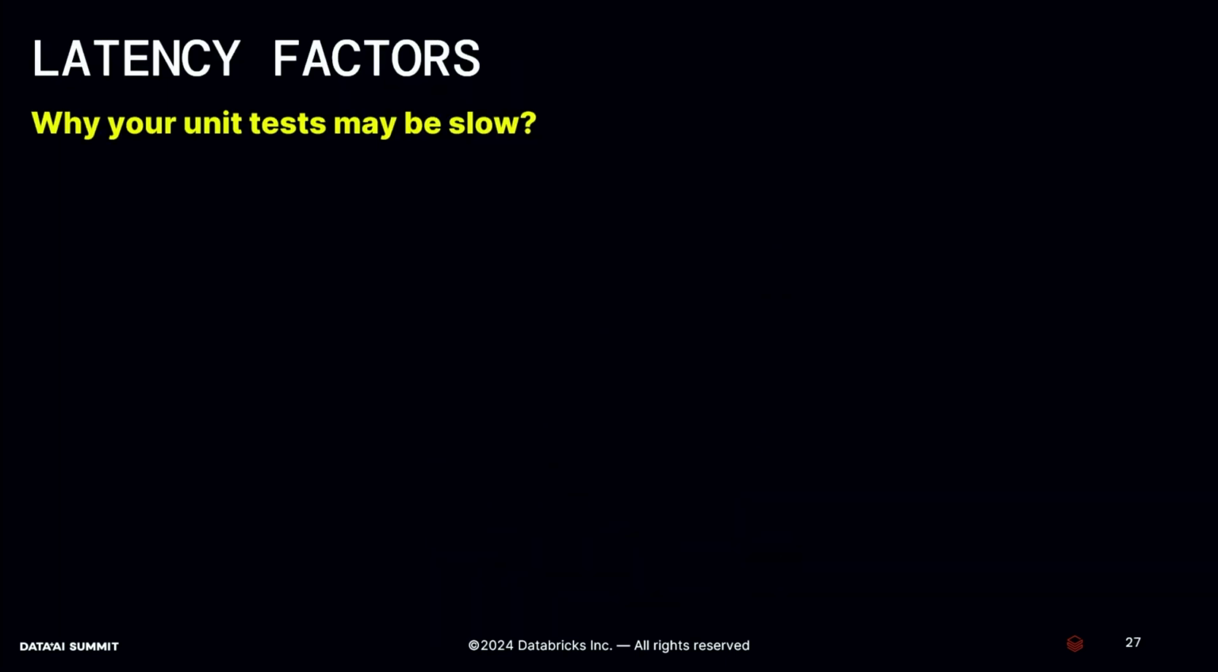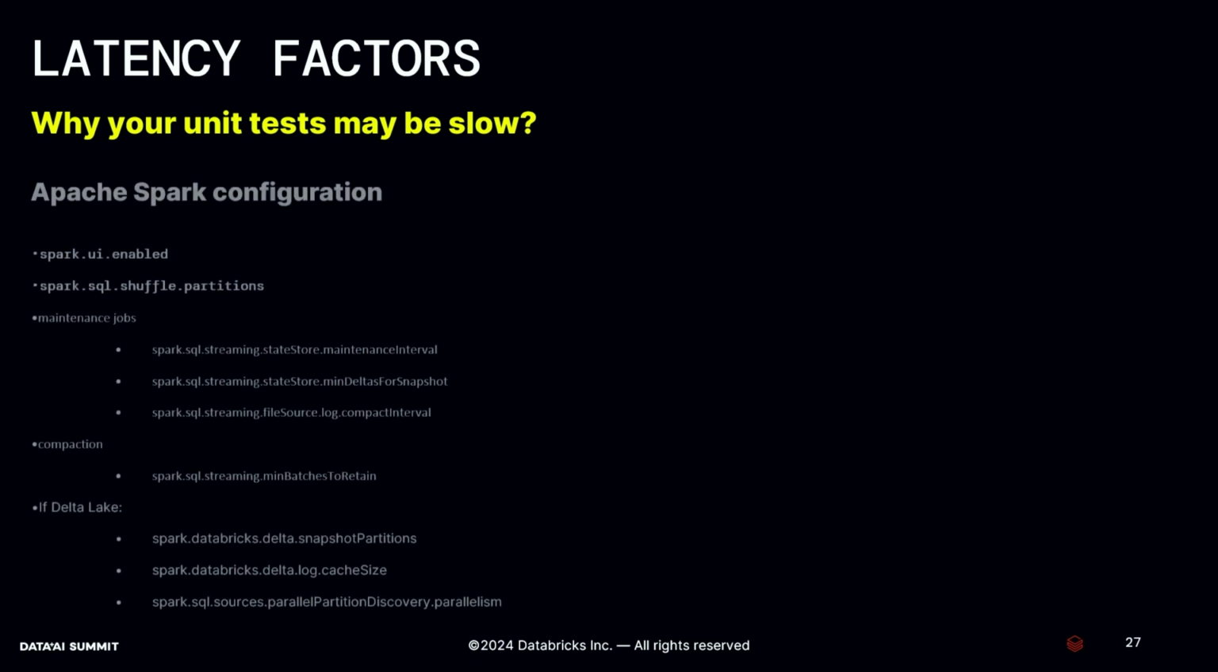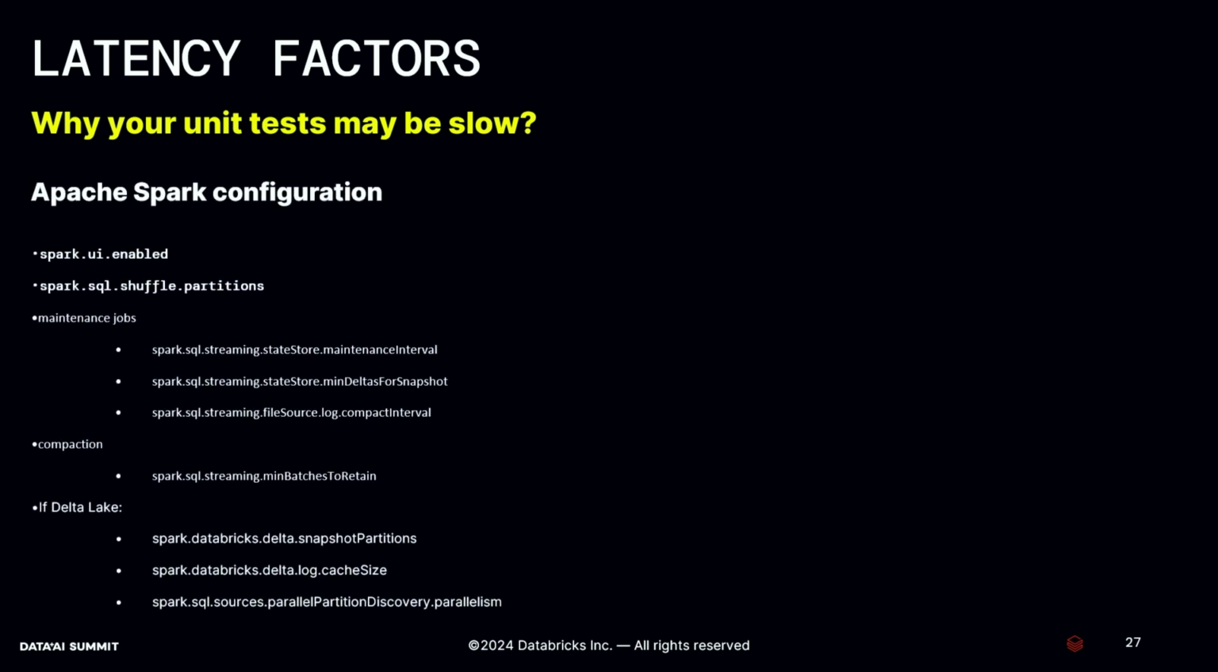And in Spark, the test can be slow because of two categories. The first is Spark related. And here, when you play with just these first two configurations, the UI and shuffle partitions, you will get a huge gain in performance.